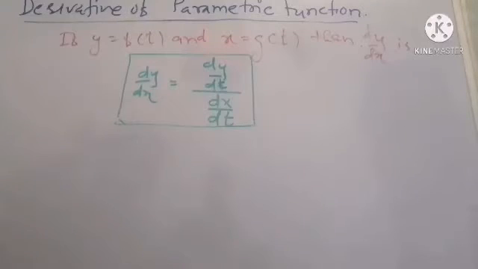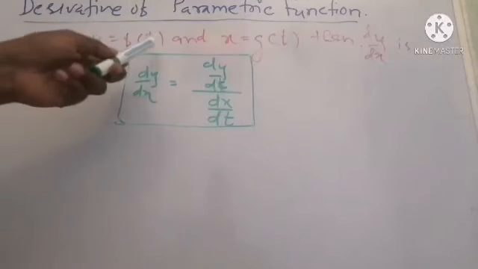Welcome. Today we are going to learn how to find the derivative of a parametric function. First, we understand what is meant by a parametric function. A parametric function is a function in which x and y, both variables, are expressed in another variable. The new variable is called the parameter.